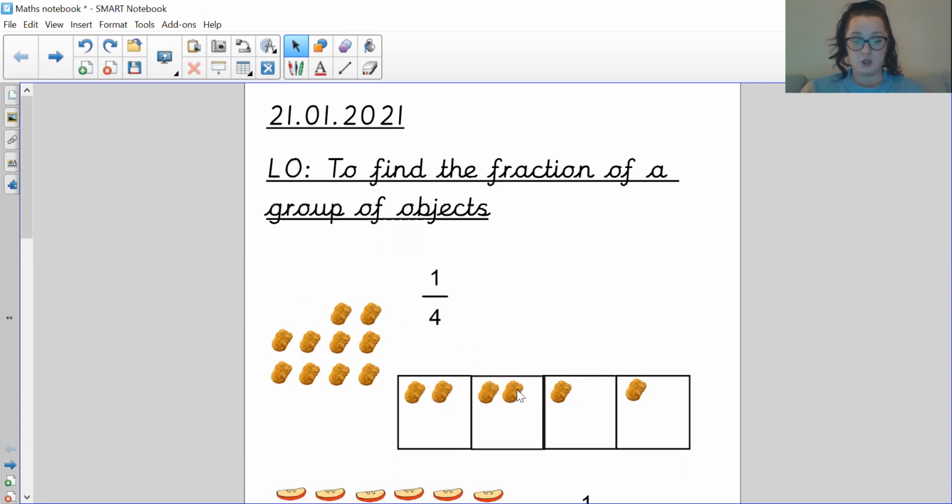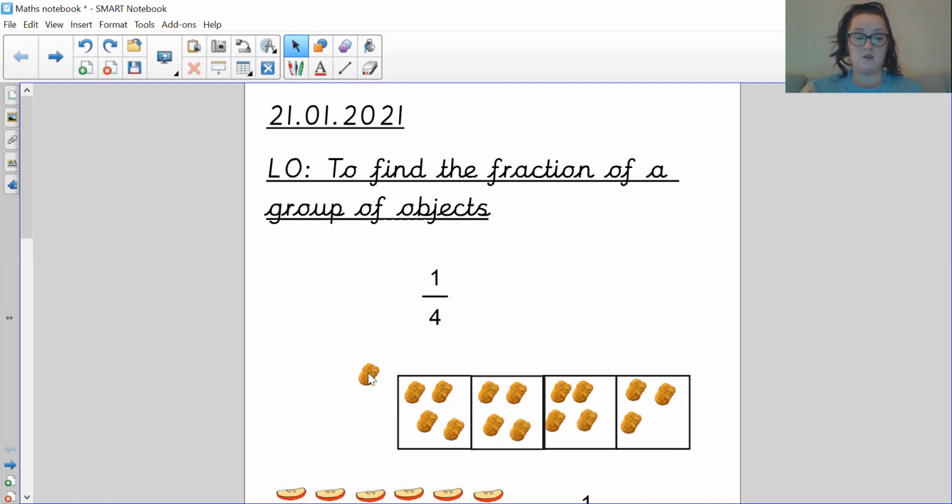1, 2, 3, 4. I'm going to do another one now. 1, 2, 3, 4, and then I'm going to do another one because it looks like I've got enough. 1, 2, 3, 4. So we've done that equally. Each part of my quarter has the same amount of chicken nuggets in.